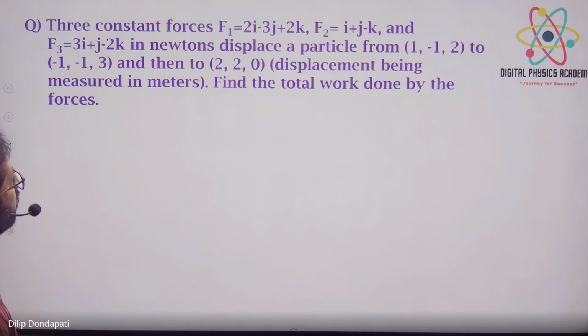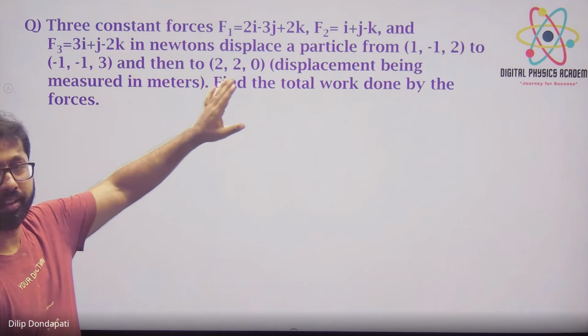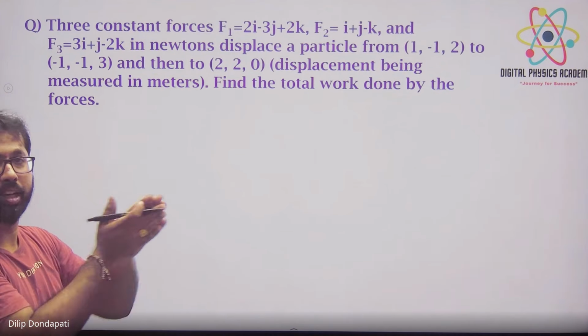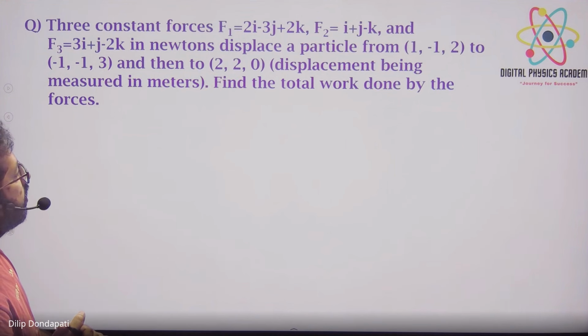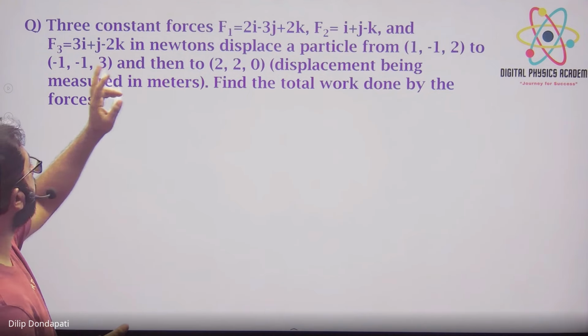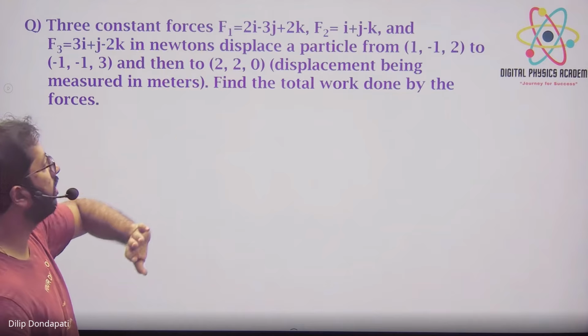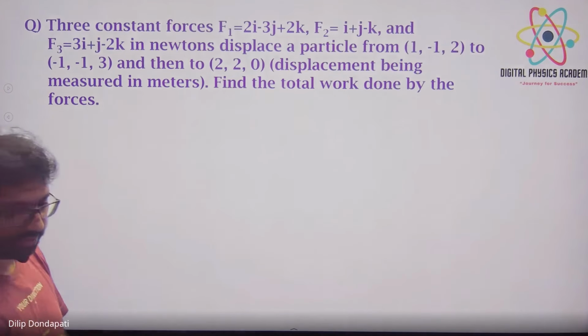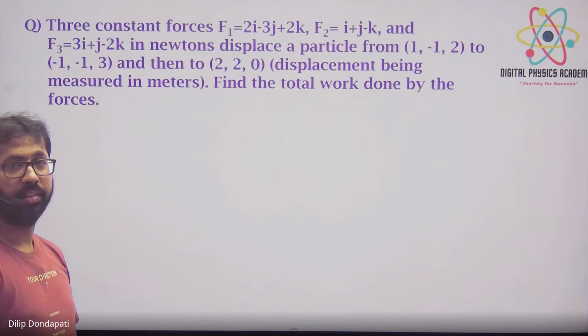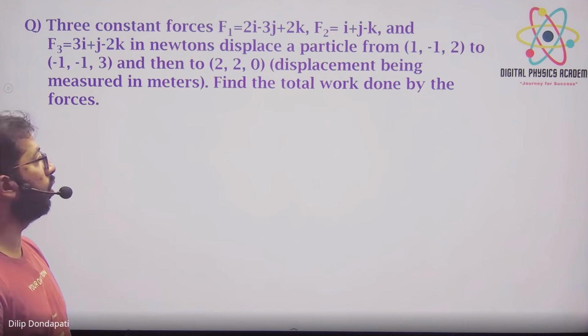3 forces, they are acting in same direction. Okay. The 3 forces are acting, एक particle के ऊपर 3 forces are acting. उसके वजह से the particle displaced from here to here and then from here to here. He's asking, sir, what is the total? Sir, so all the forces, you have to find the individual work of all the forces and then add. All total work I want.